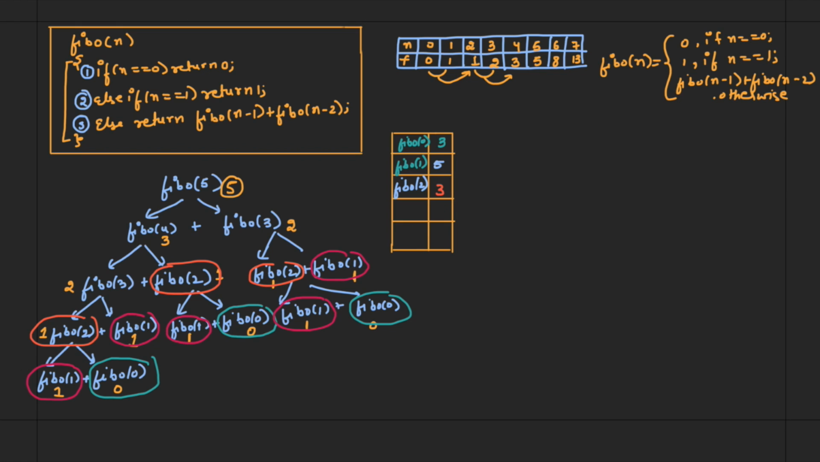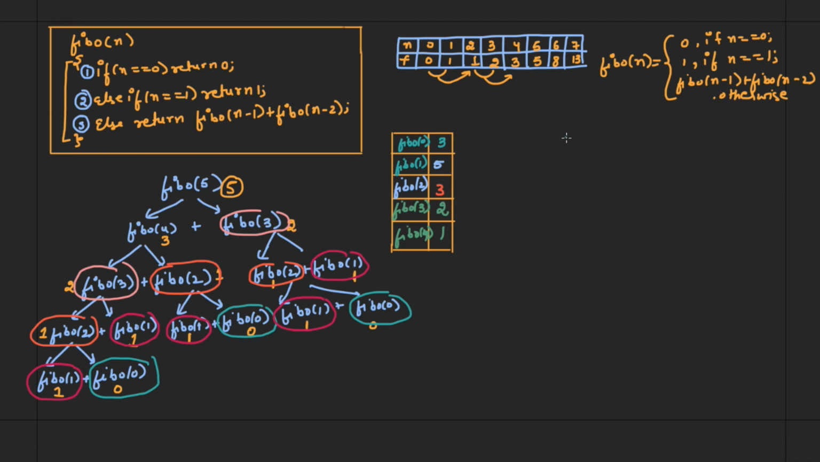Then how many times did we call Fibonacci of 3? It is 1 and 2. Fibonacci of 3 we called 2 times. And how many times did we call Fibonacci of 4? Fibonacci of 4 is called 1 time, and Fibonacci of 5 is also called 1 time. That is the initial recursive calls. So if you can see, whenever we make these recursive calls, we are going to waste a lot of computational power.